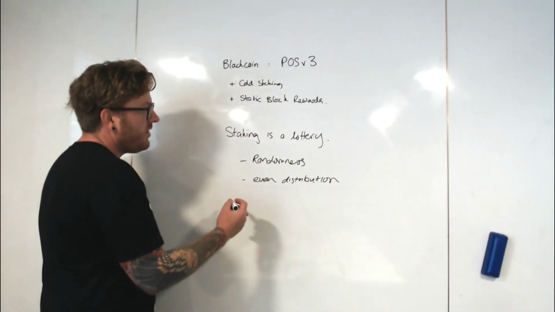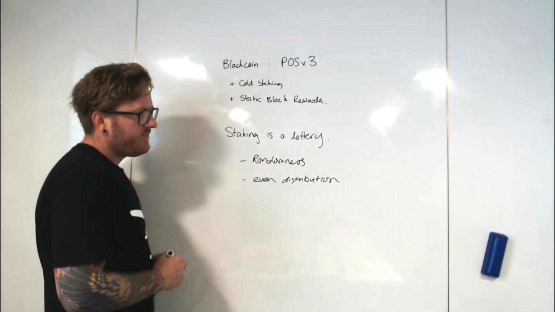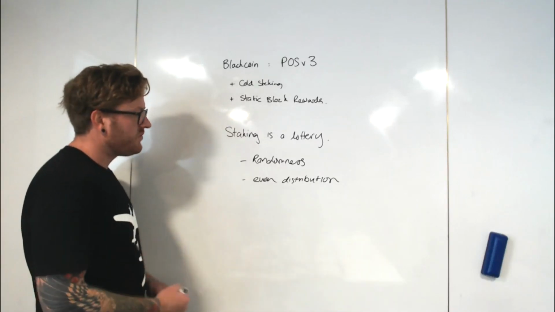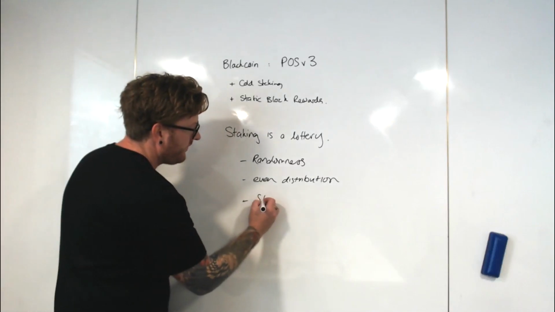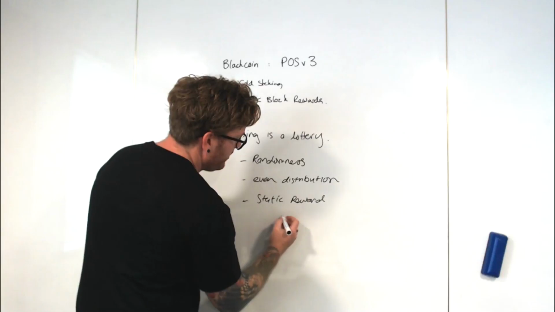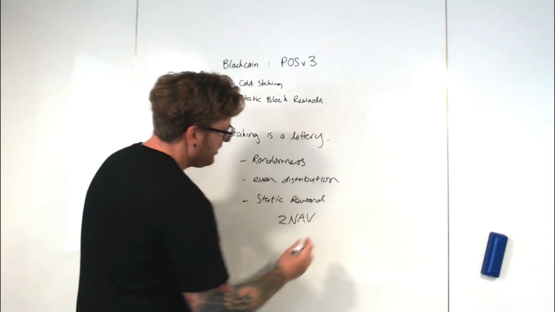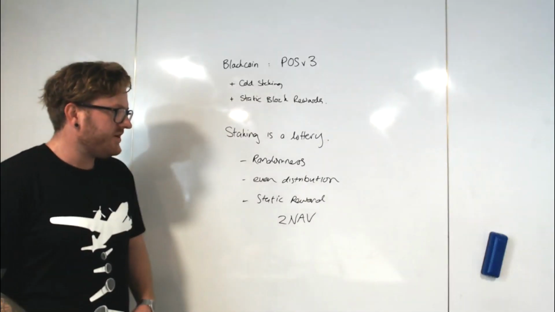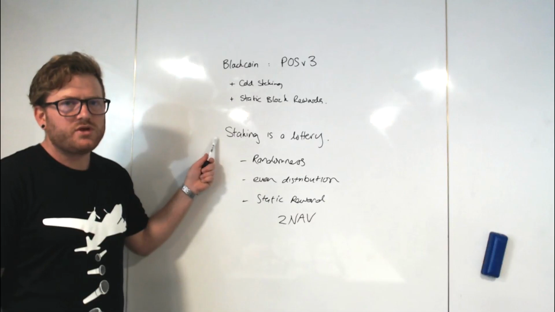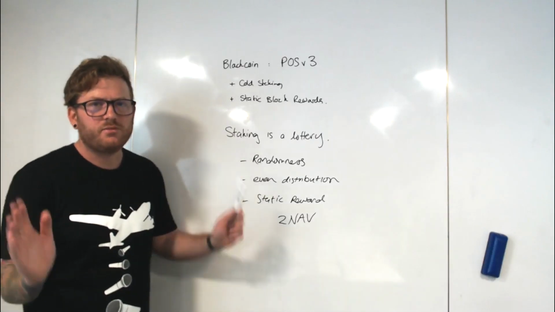So that's okay with the coin age model because it doesn't matter how long it is between me staking a block. I will get my percentage reward. But if we have a static reward, in this case, we're proposing that it becomes 2 NAV, what it means is that if my lotto ticket is up and I'm supposed to win the block, and I'm not online to create that block, I miss that opportunity, basically.